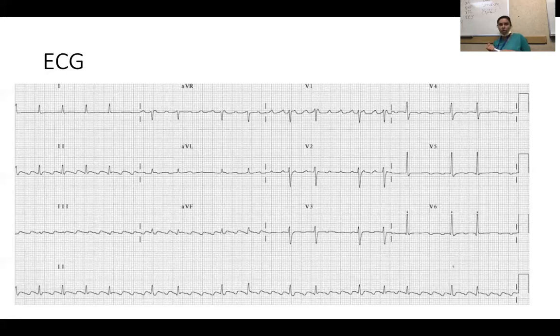Perfect. So anyone want to hazard a problem representation for this lady? I can get you started. She's a 58-year-old female, no known significant past medical history, presenting with subacute shortness of breath. Let's see, found to have evidence of volume overload on chest x-ray with an elevated BNP and AFib on EKG, concerning for probably some form of decompensated heart failure.